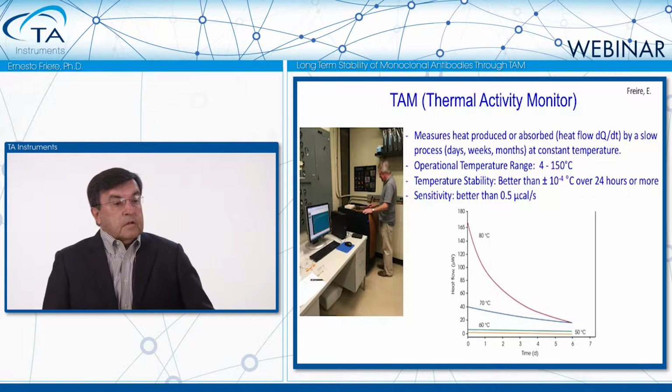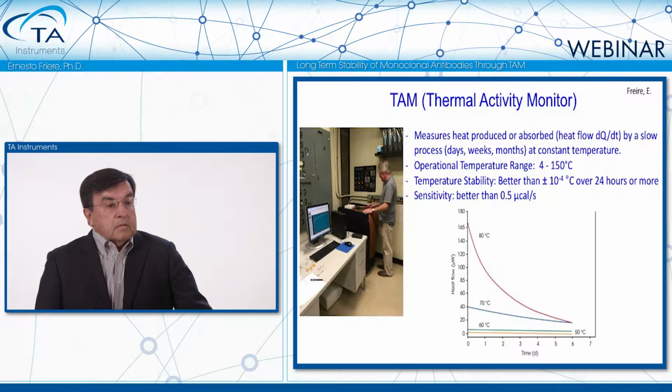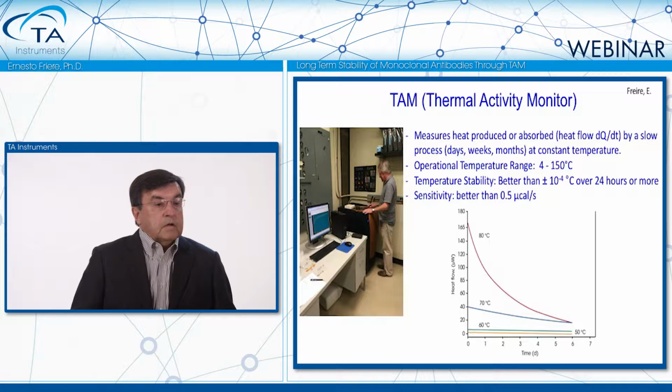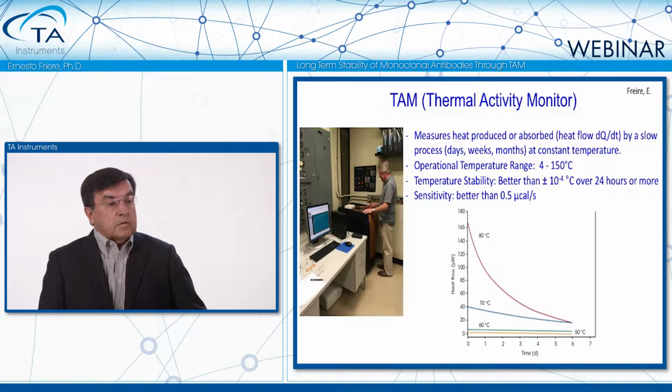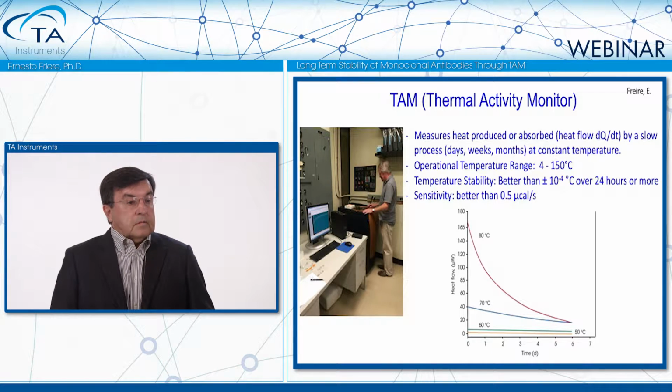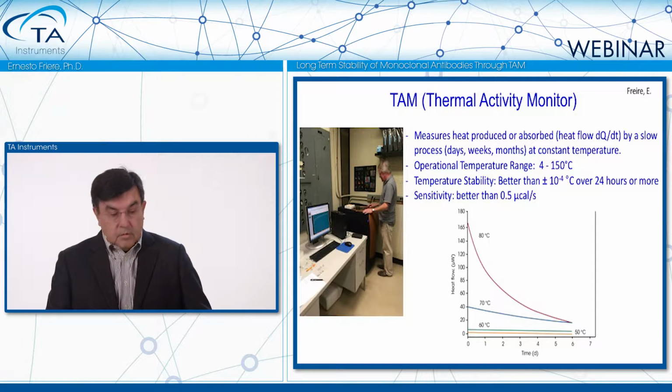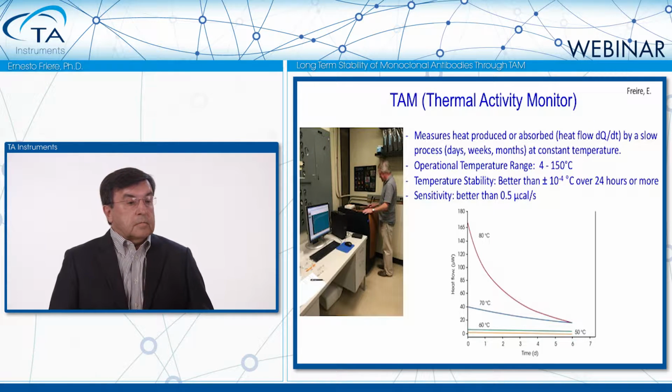The operational temperature of the TAM is anywhere between 4 and 150 degrees, and the stability is better than 10 to the minus 4, a tenth of a millidegree over 24 hours or more. And the sensitivity is better than 0.5 microcalories per second.